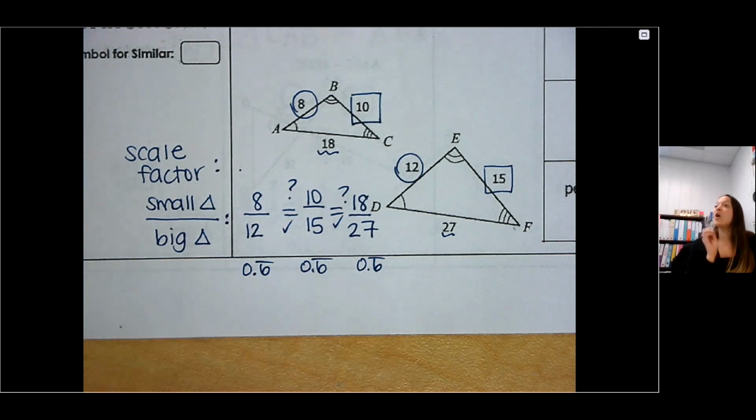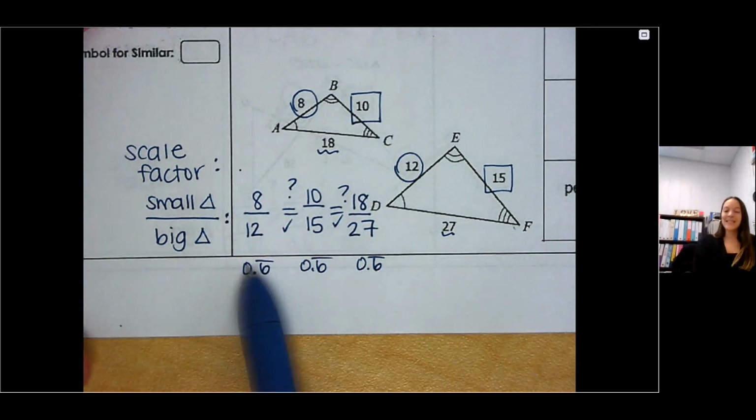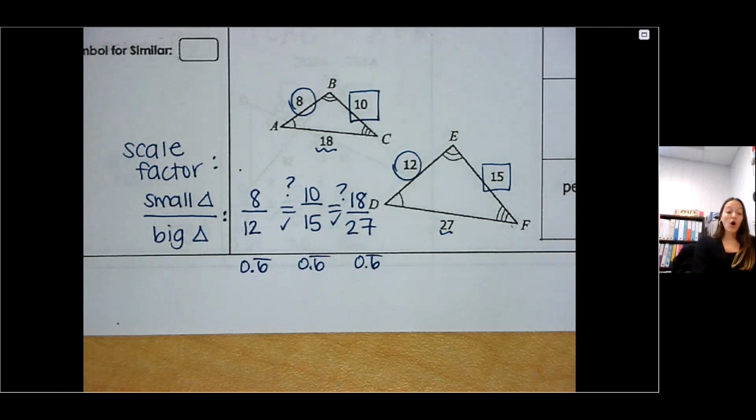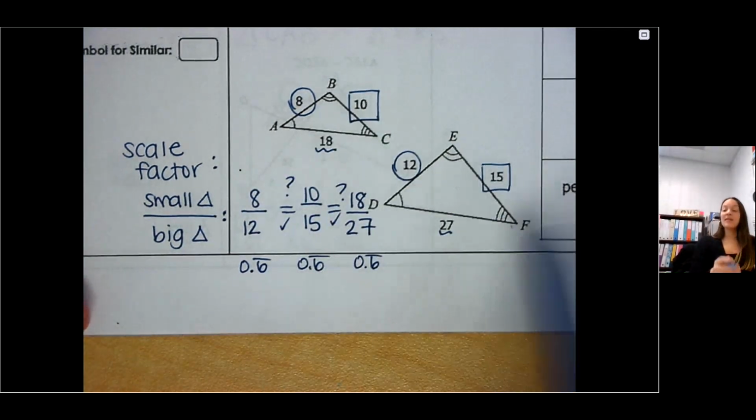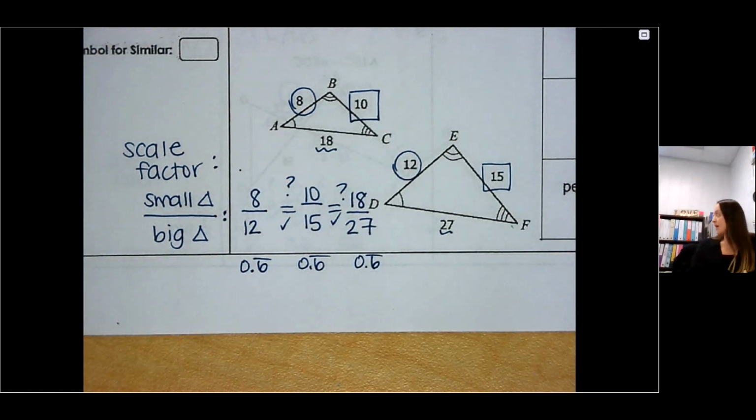Okay, so because all three of the sides have the same scale factor and all three angles are the same, these are considered similar triangles. Their sides are proportional and their angles are matching or congruent.